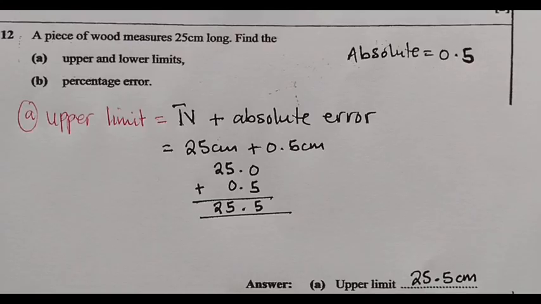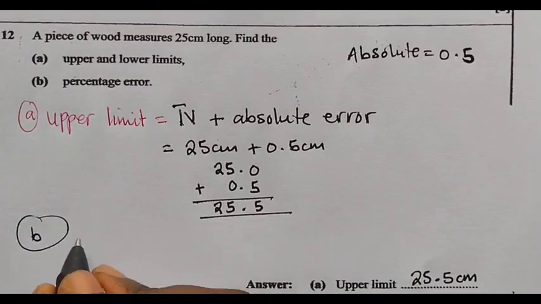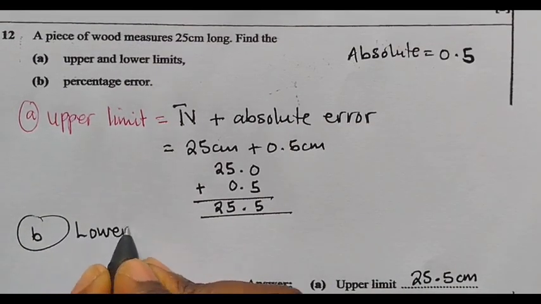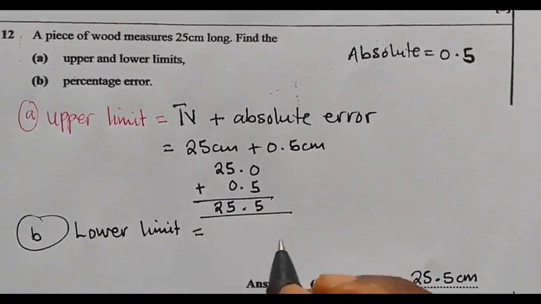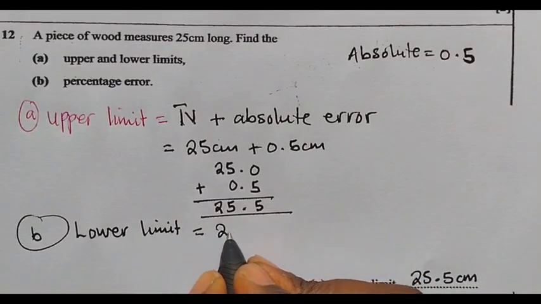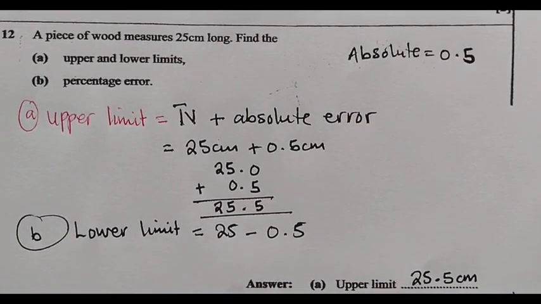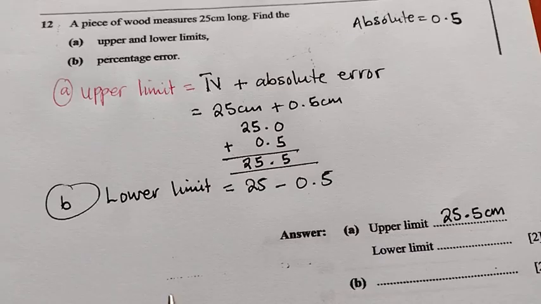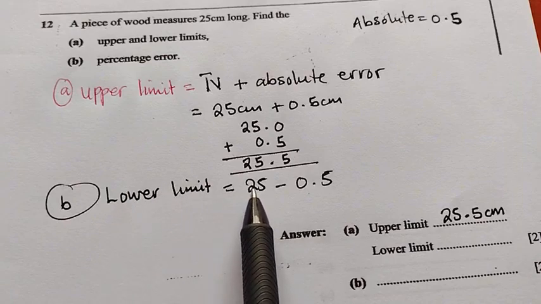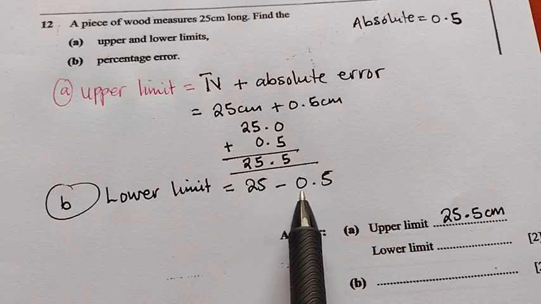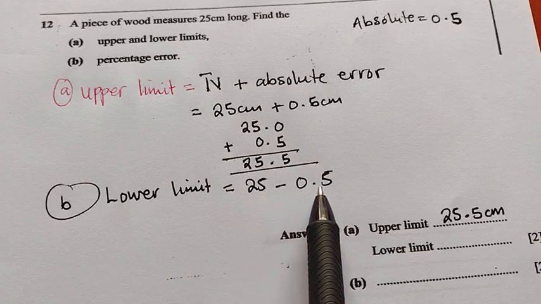We now come to question B, where we are supposed to find the lower limit. When you know how to find the upper limit, finding the lower limit is just the opposite. You get the true value, which is 25, minus the absolute error. In this case, the true value is 25 minus our absolute error, 0.5 centimeter.